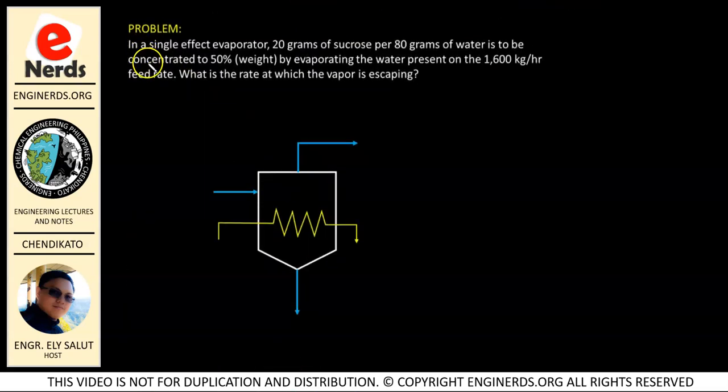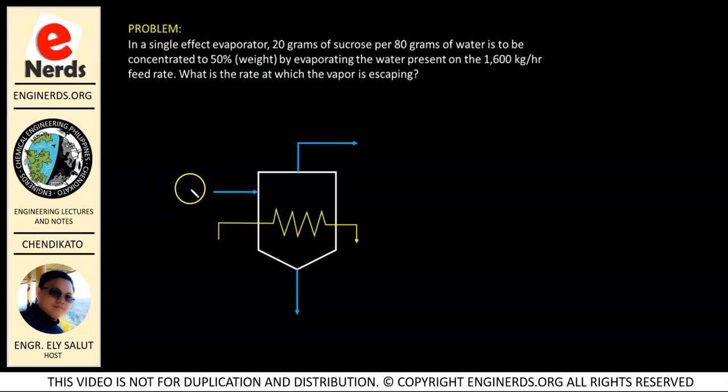So we have here a single effect evaporator in which 20 grams of sucrose per 80 grams of water is to be concentrated to 50% by weight by evaporating the water present on the 1,600 kg per hour feed rate. So our question here is, what is the rate at which the vapor is escaping? Okay, so identify muna natin lahat ng ating given.